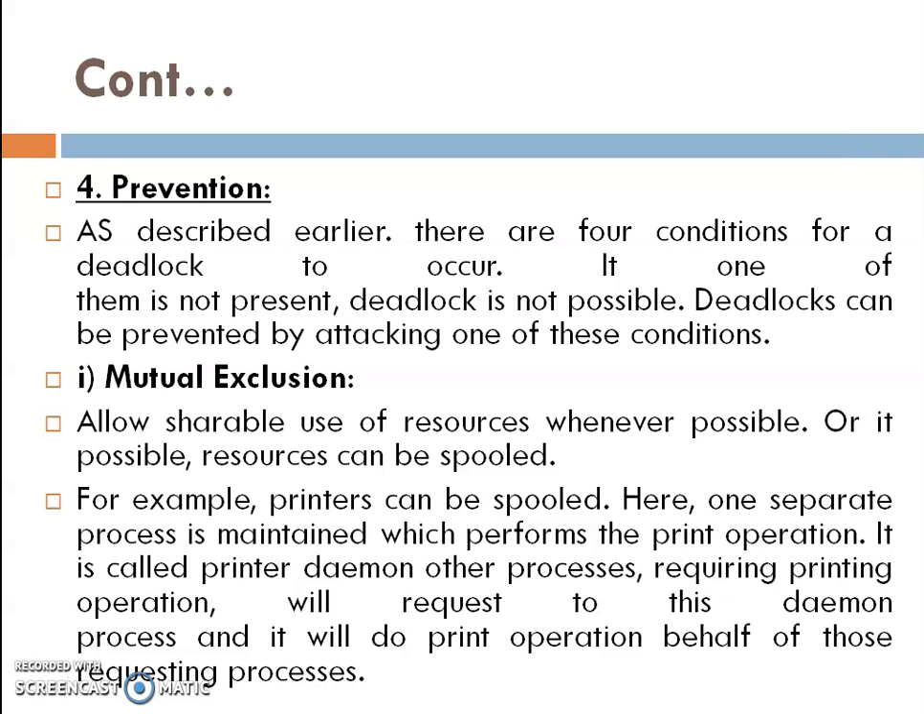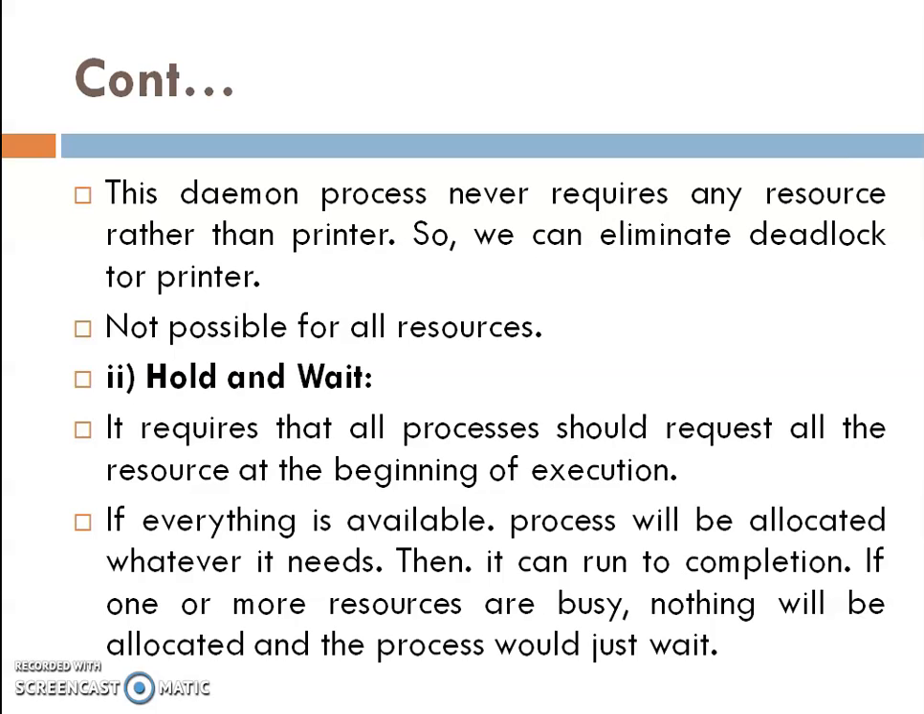First is mutual exclusion. Share the resource whenever possible, or if possible, the resource can be spooled. For example, a printer can be spooled. Here, one separate process is maintained which performs the print operation. It is called the printer daemon. Other processes requiring a printing operation will request this daemon process, and it does the print operation on behalf of those requesting processes. This daemon process never requests any resource other than the printer, so we can eliminate the deadlock for the printer. Not possible for all resources.